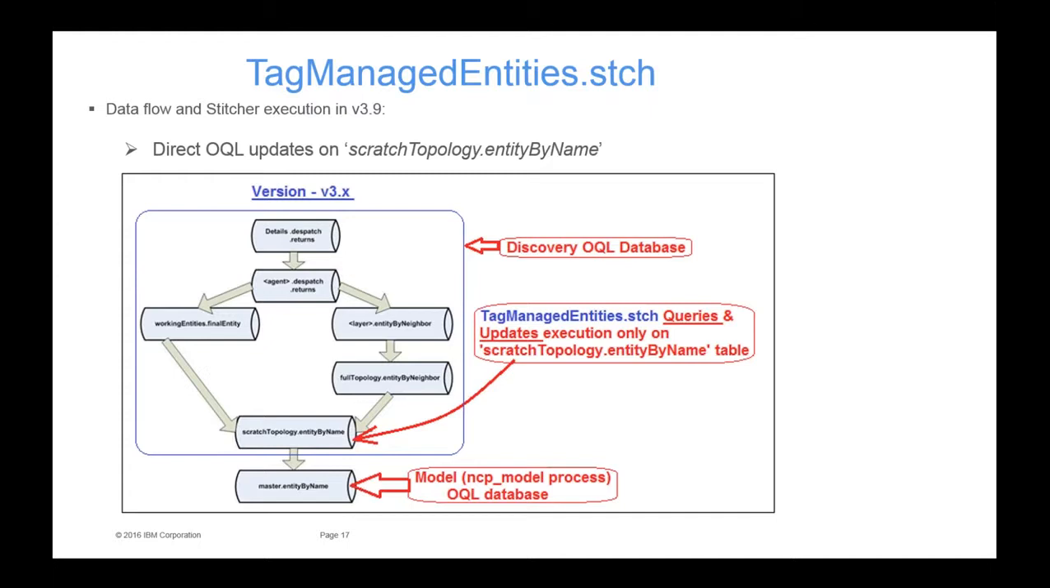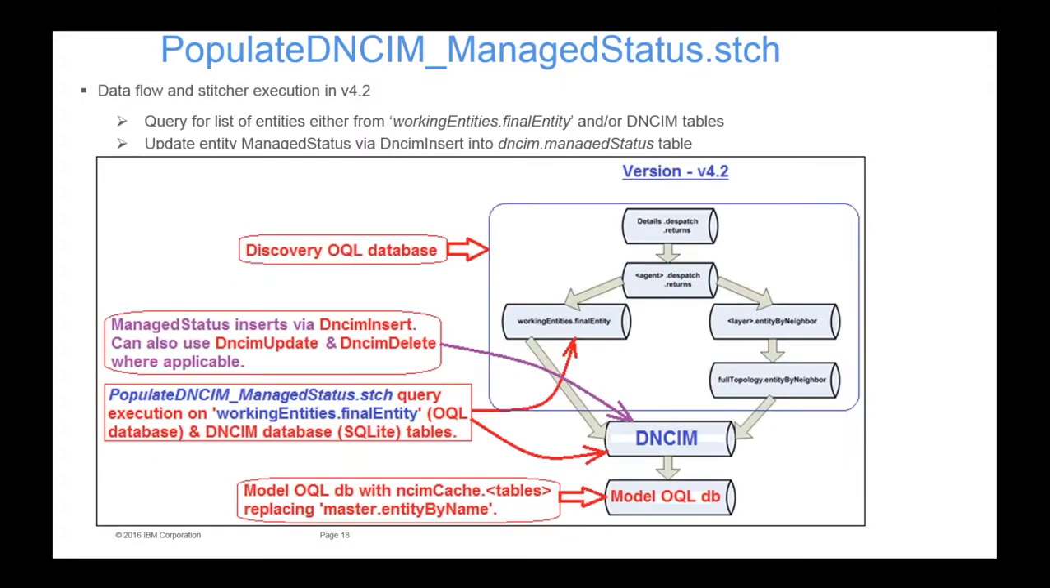In 3.9 you also have a DNSIM database, which is actually a replacement for scratch topology, but that's not supported. So not many customers use it because we don't support it out of the box. So moving on to the changes for 4.2: everything stays the same in the discovery database except that scratch topology.